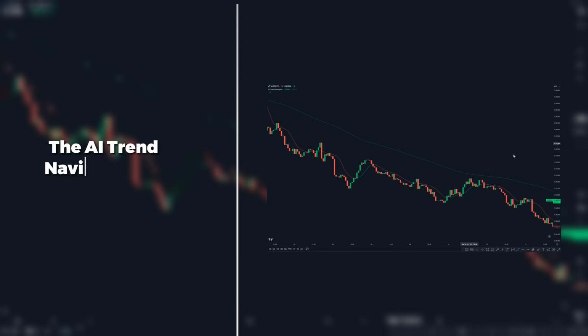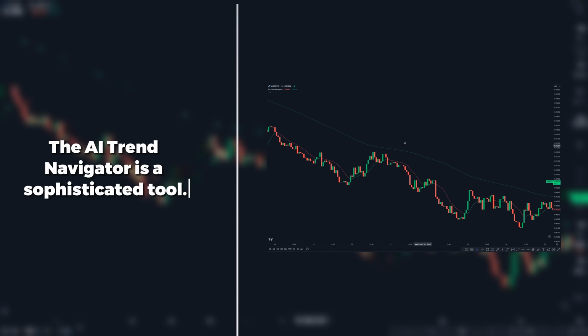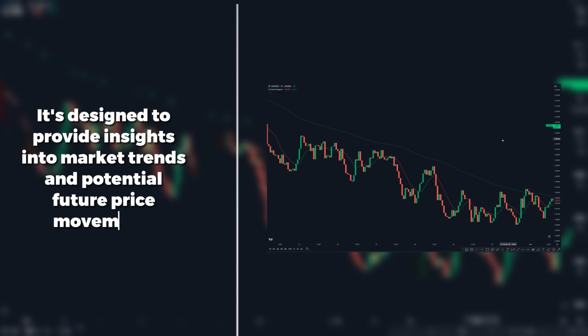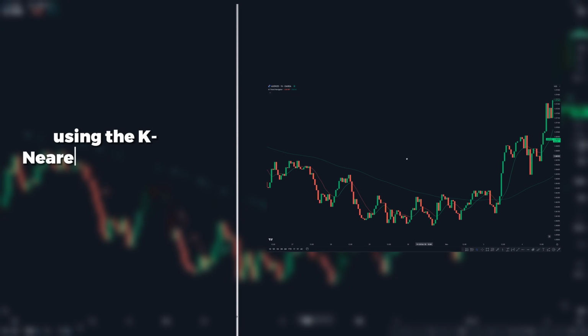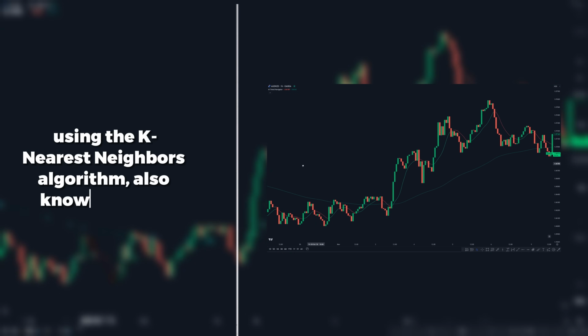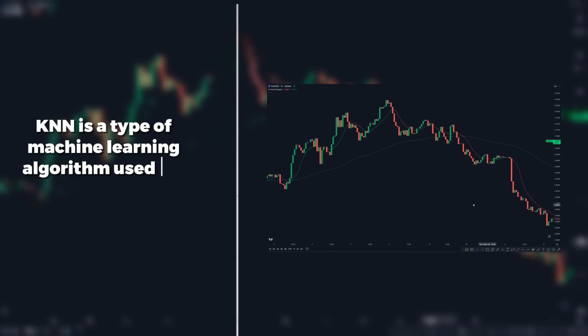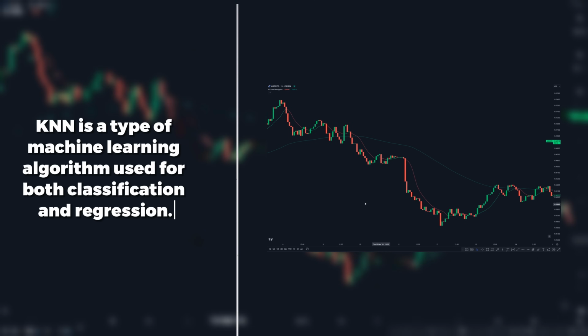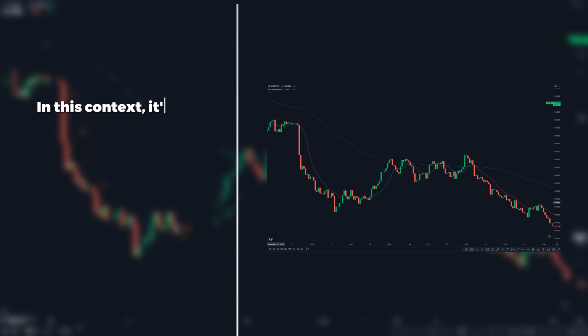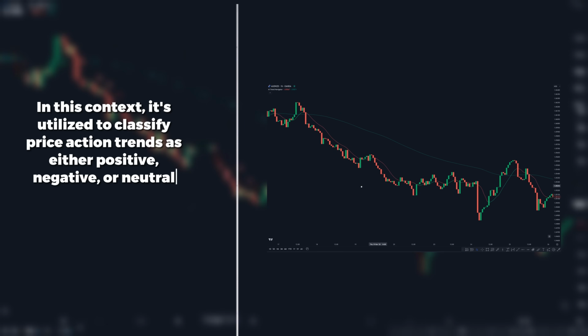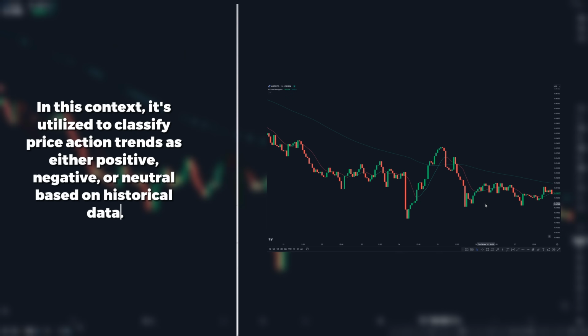The AI Trend Navigator is a sophisticated tool. It's designed to provide insights into market trends and potential future price movements using the K nearest neighbors algorithm, also known as KNN. KNN is a type of machine learning algorithm used for both classification and regression. In this context, it's used to classify price action trends as either positive, negative, or neutral based on historical data.